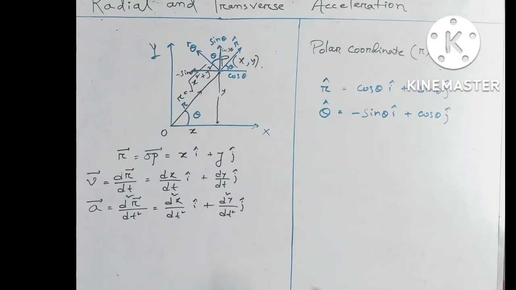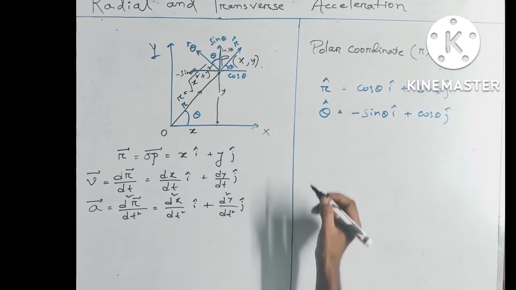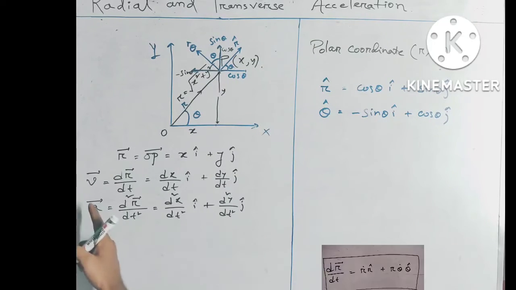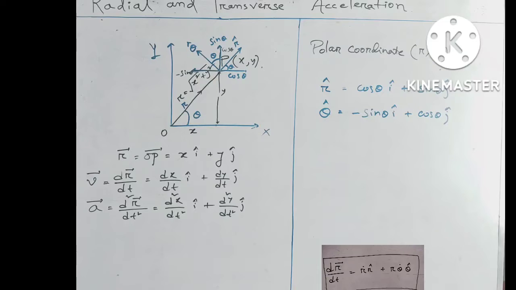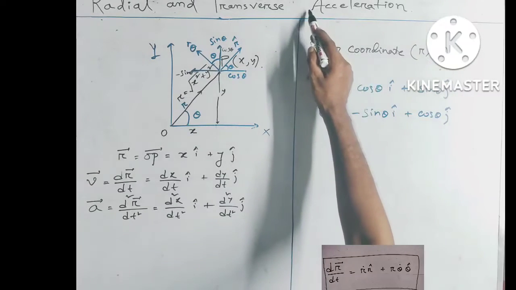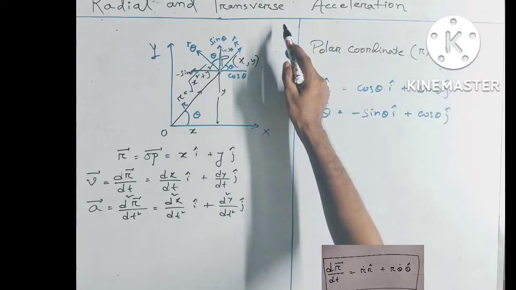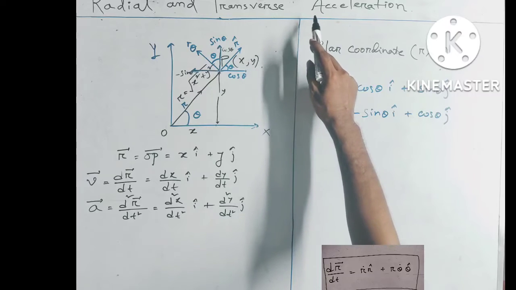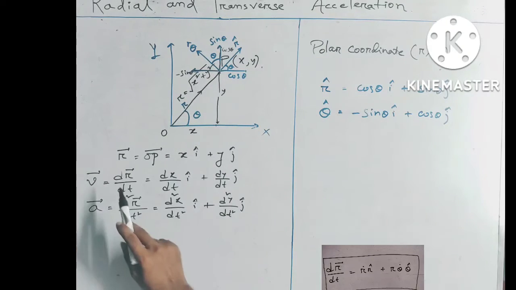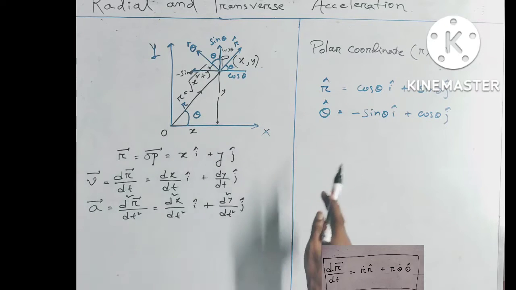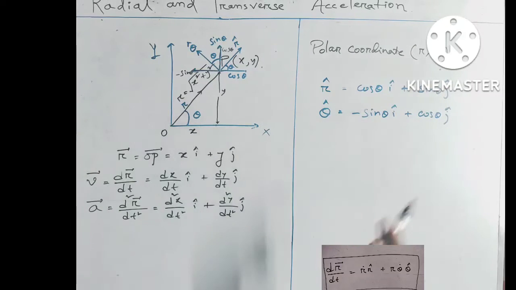Now we know that velocity is dr vector/dt. Our main aim is to find the acceleration. So first of all we need to find the velocity, and thereafter from velocity we will move to acceleration.